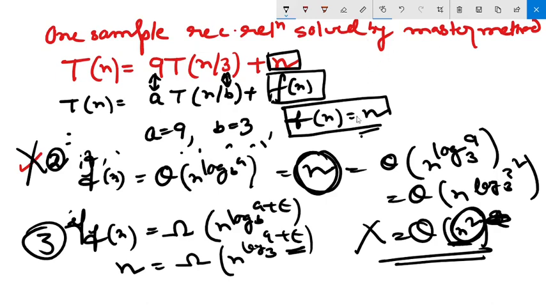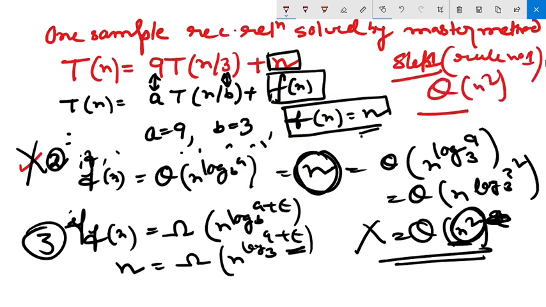Okay, so the solution to this problem is nothing but theta. So which step is applicable? Step number 1, the rule number 1, you can call it rule number 1. So it gives us theta n square. That is the answer. So this is the complete explanation of master method. I hope you have enjoyed.